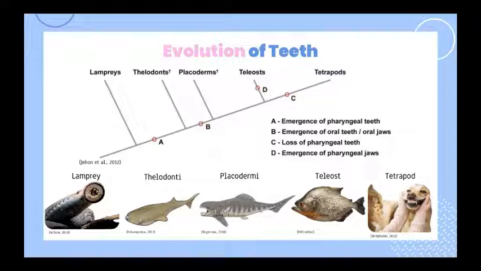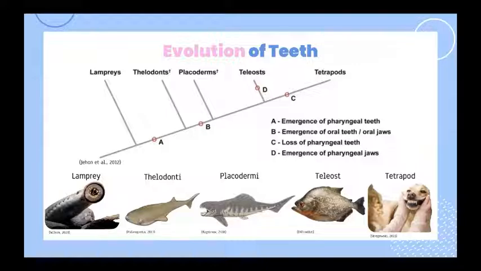So continuing, the emergence of oral teeth and oral jaws, which you can see at point B, has been hypothesized to occur between the thelodonts and the placoderms. The reason the emergence is hypothesized between these two creatures is due to the intricate difficulties of placing the exact emergence, since scientists are still unsure.